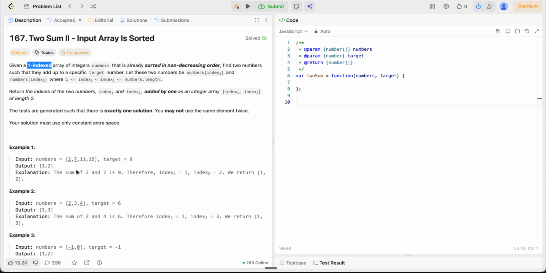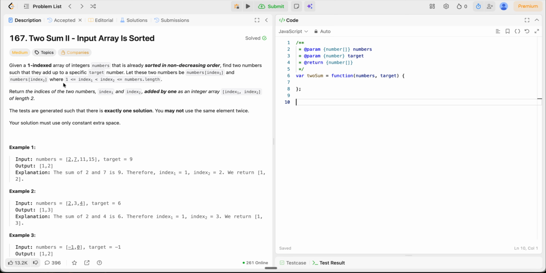One is one indexed. Generally in programming, arrays start from 0 index and they are expecting it to be one indexed. That means if it is 0, just return 1. That is all they are telling. And that is already sorted in non-decreasing order. Non-decreasing order is nothing but ascending order with duplicates, that's all.